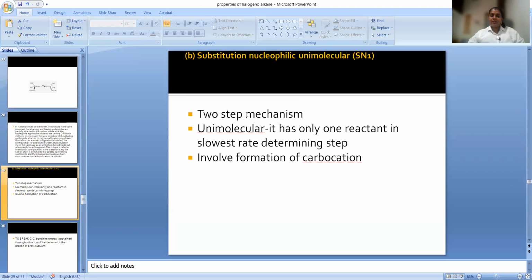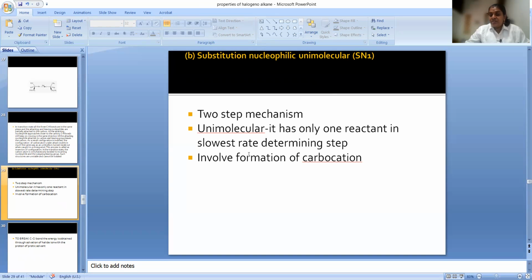So we discussed the bimolecular nucleophilic substitution. Now secondly, we are discussing the unimolecular nucleophilic substitution reaction. So what is a unimolecular substitution reaction? It is a 2-step mechanism. Unimolecular means only one of the reactants is there in the rate determining step. Okay. So it mainly involves the formation of a carbocation.